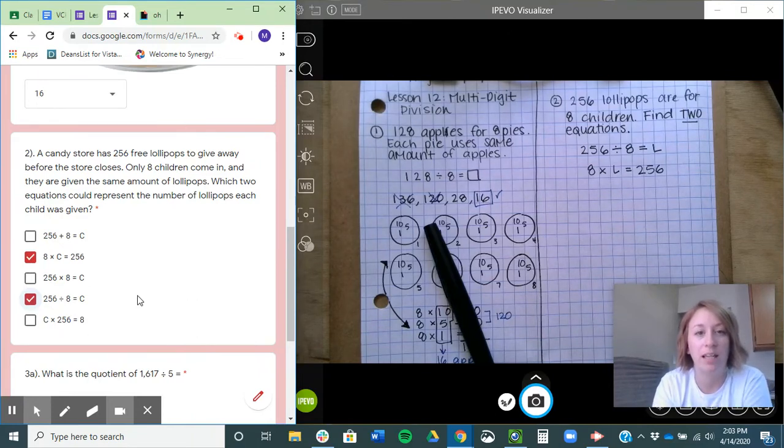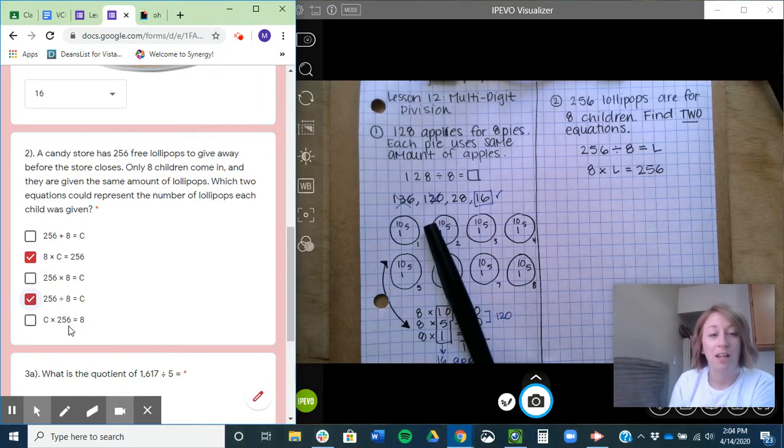Let's just evaluate that last answer choice just to make sure we didn't get tricked. C times 256 equals 8. Now, we know that doesn't make any sense because there's no way our answer could be 8 if we multiplied something by 256.